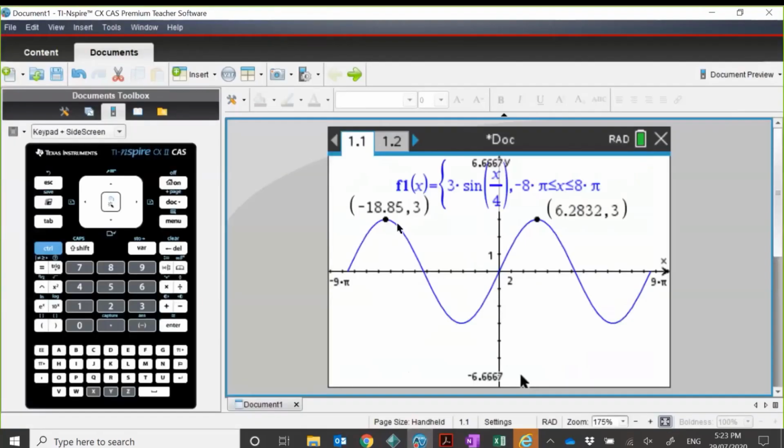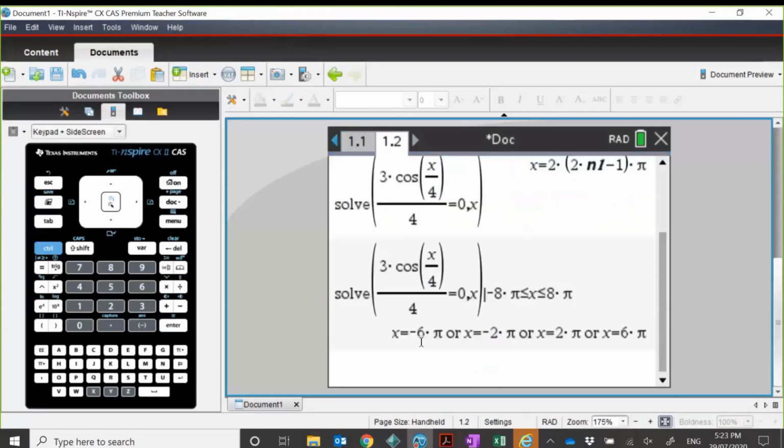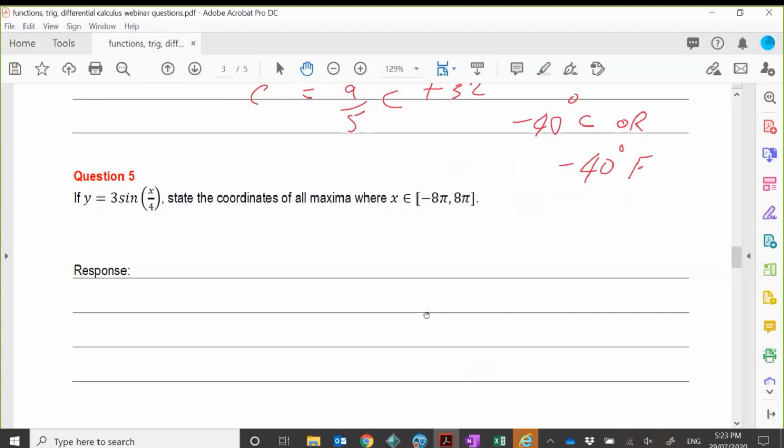So to answer our question here, it says state the coordinates of the maxima. Our first maxima is going to be at minus 6 pi, 3, and our second one is going to be at 2 pi, 3. And that matches up with the minus 6 pi and the 2 pi that we've got as our solutions there. All right, that's question 5.